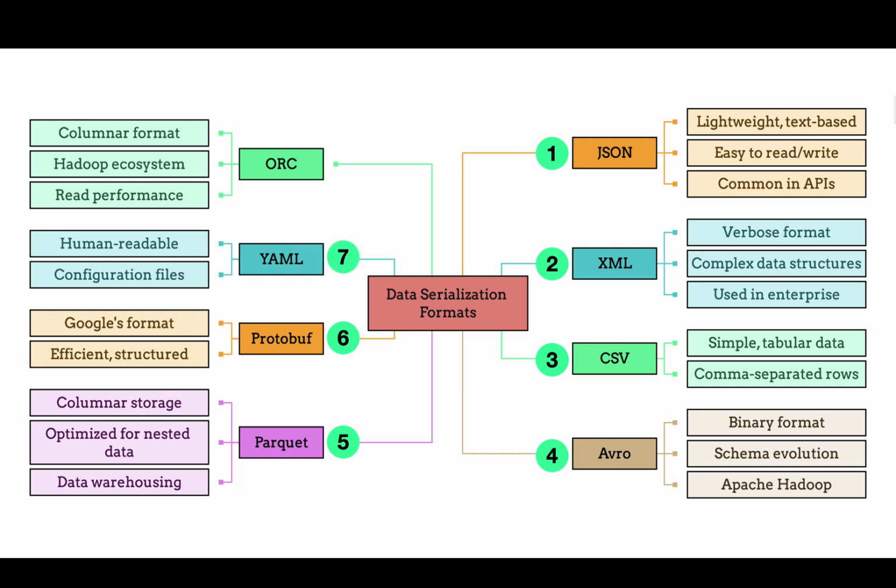7. YAML, YAML markup language, a human-readable format, often used for configuration files and data exchange where readability is paramount. 8. ORC, optimized row columnar, a highly efficient columnar storage format used in the Hadoop ecosystem. It optimizes for read performance, compression, and improved efficiency in data processing.